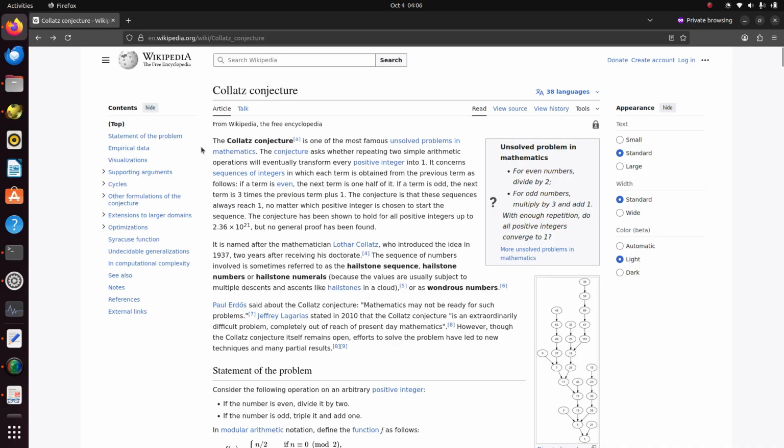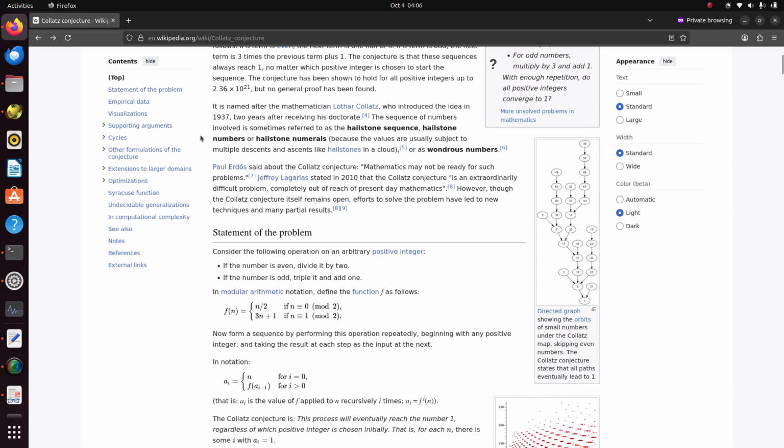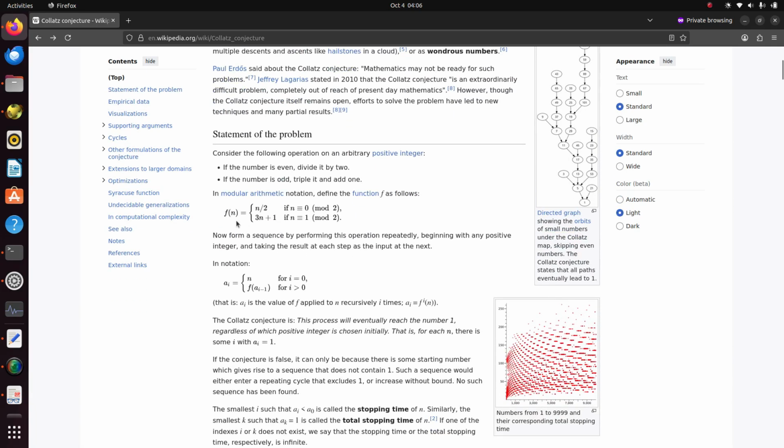This will tell you basically what it is and information about it, but it really boils down to: you start with a number, a positive number greater than or equal to 1, and if it's an even number, so n is equivalent to 0 mod 2, you divide that number by 2, and if it's odd, if it's equivalent to 1 mod 2, you multiply it by 3 and add 1.